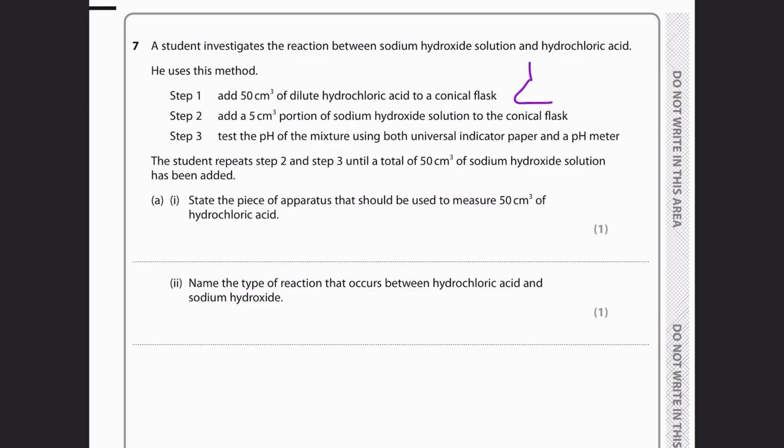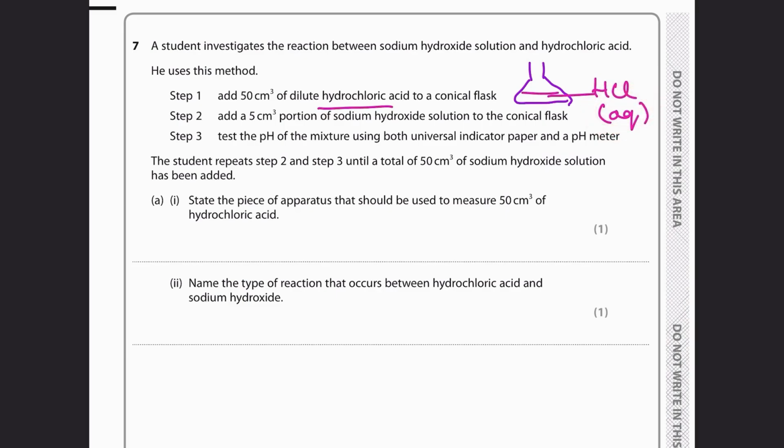So this is a conical flask. It's the ones that have a sort of neck, right? And then the hydrochloric acid inside is going to be HCl. And since it's dilute, that means you've added water to it, and that's why the state symbol is aqueous. All right, then what did he do?